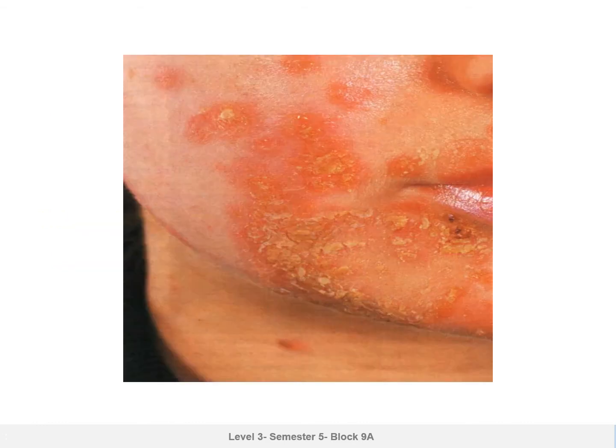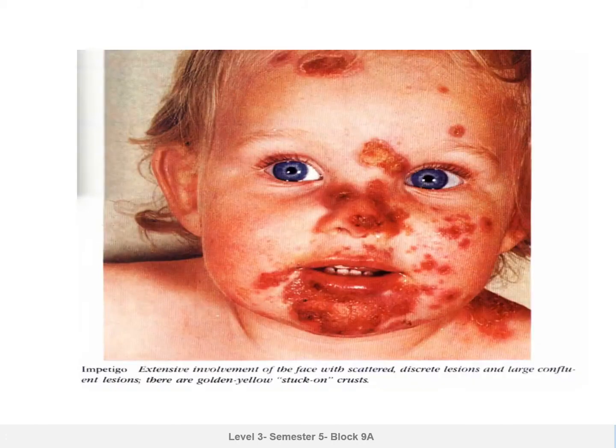This photo shows the yellowish crustation of impetigo. This is another photo of extensive involvement of the face with discrete lesions and confluent lesions characterized by golden yellow crustation around the nose, around the mouth and chin.